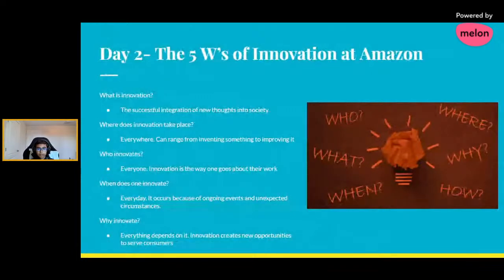Alright, so let's continue with the 5 W's of innovation at Amazon. So first we have, what is innovation? Innovation is the successful integration of new thoughts into society. Where does innovation take place? Innovation can take place everywhere. It can range from inventing something to improving it.